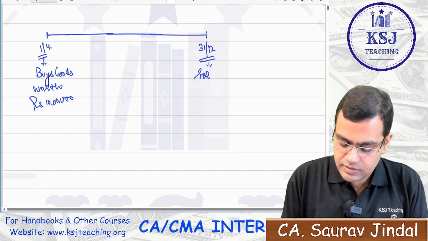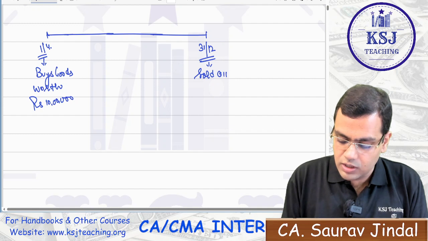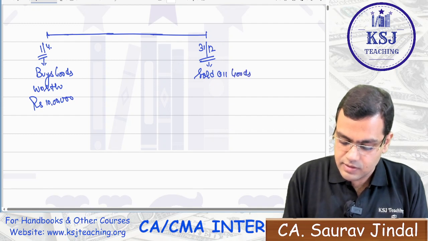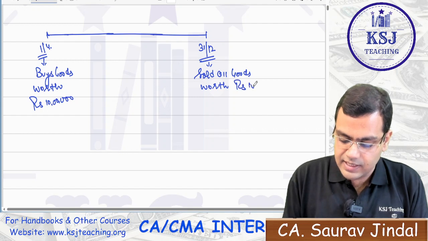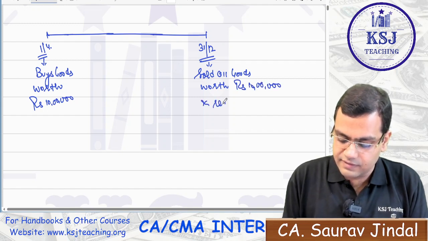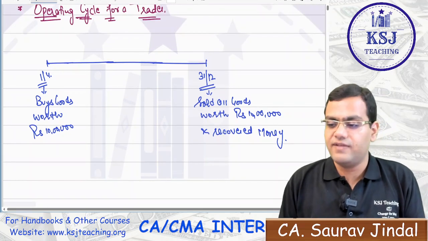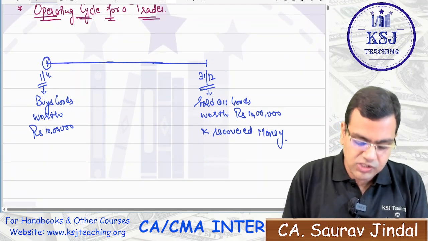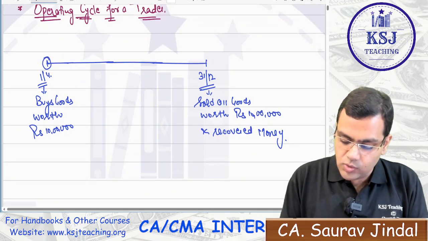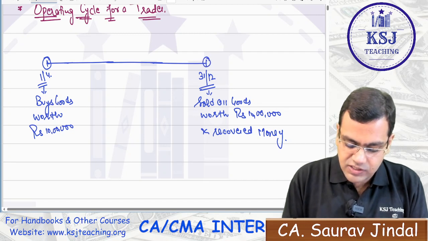He has sold all goods worth rupees 10 lakh, right, and recovered money. And he has recovered the money also. That's great, sir. Now what will happen? He invested on 1st of April, right, but he is going to recover it on 31st of December.